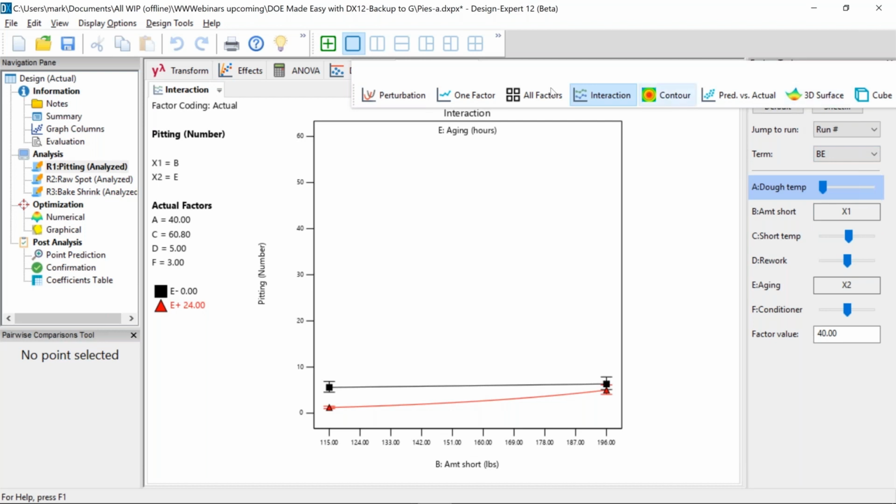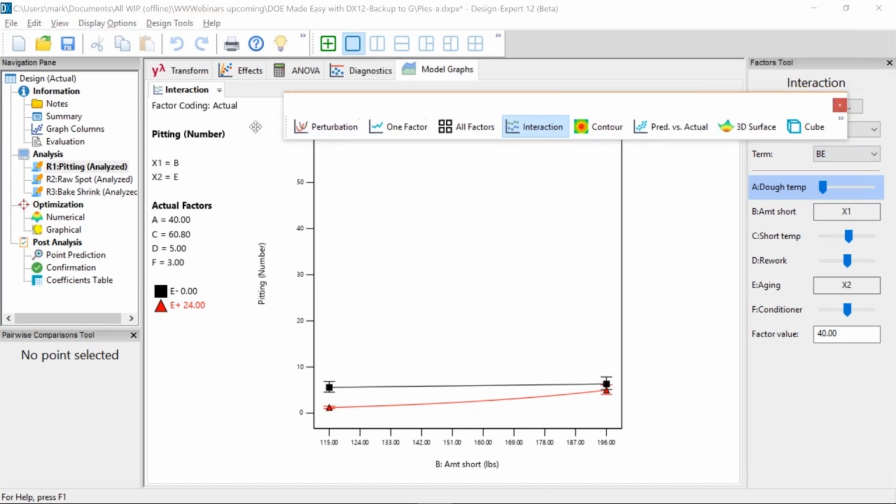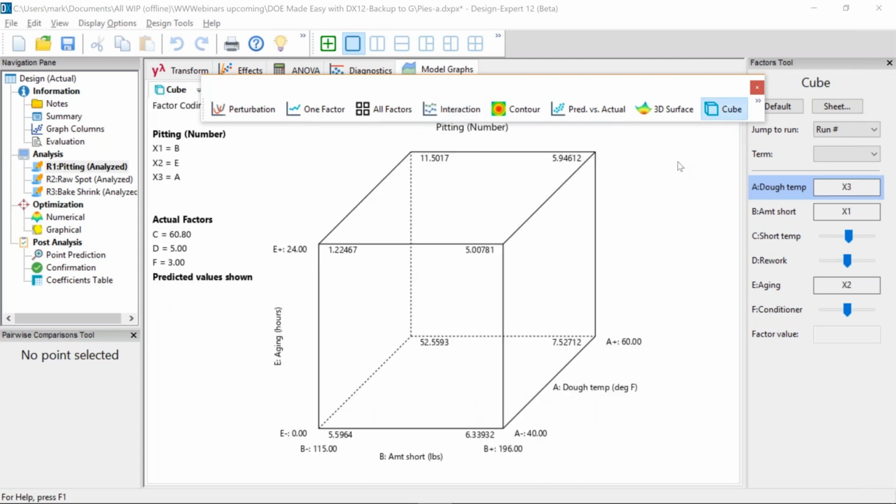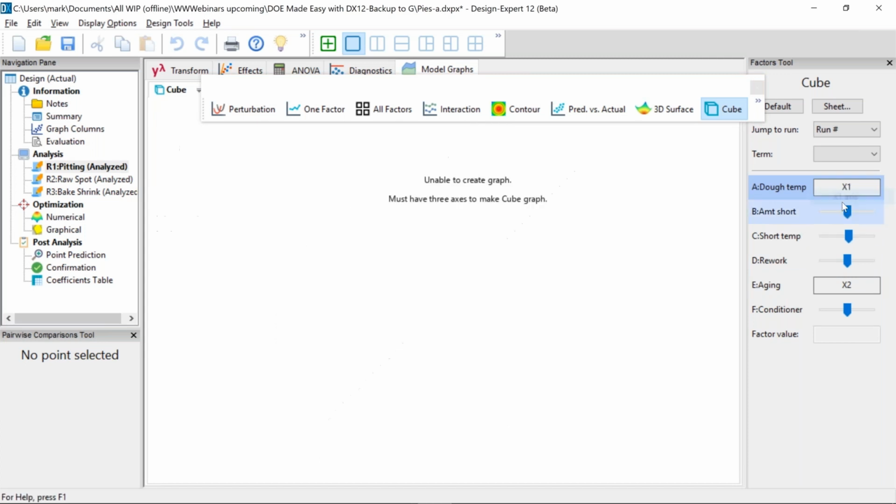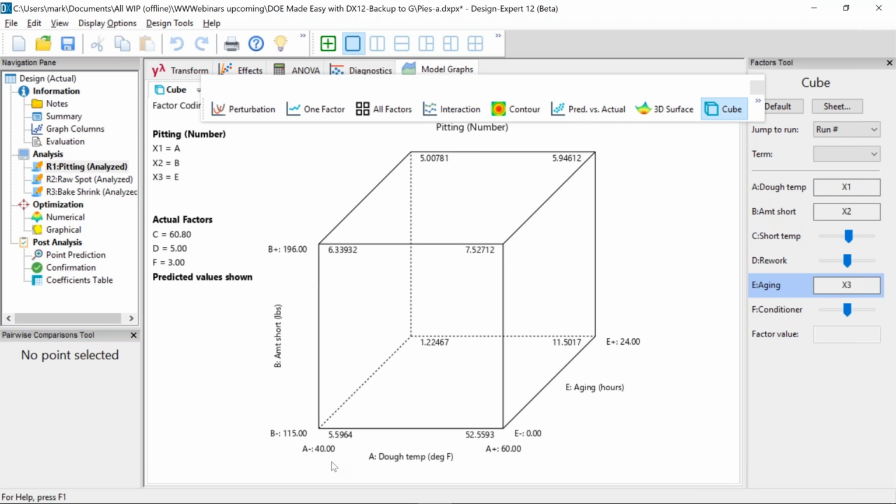Now, a really simple approach to looking at this is actually to use something called a cube plot, which I showed you with the bearing case. This gives us all three factors, the A, B, and E, and I think I'll put A as the X1 axis, and then B as the X2 axis, and E as the X3 axis. Okay, so now we have A, dough temperature, as A. Amount of shortening is going from bottom to top and aging from front to back. And on this, we can look at the amount of pits, and we can see a really bad combination at the lower bottom right, which is that high dough temperature with low amount of shortening. But there's many other possibilities that will get the number of pits reduced.